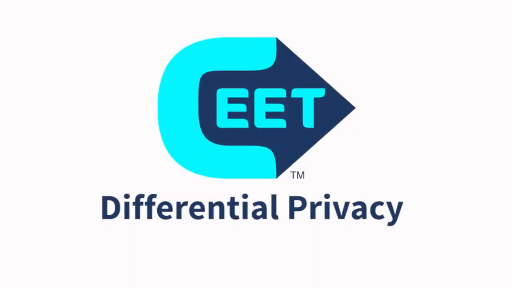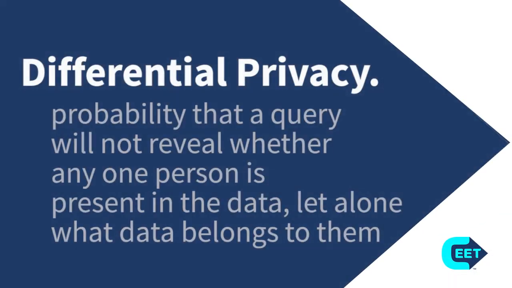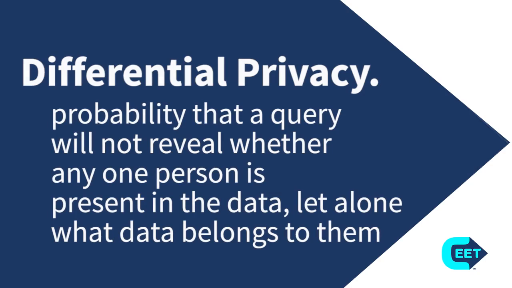Differential privacy is a mathematical definition of privacy. It provides the probability that a query will not reveal whether any one person is present in the data, let alone what data belongs to them. It makes it possible for companies to share aggregate data without violating the privacy of individuals.